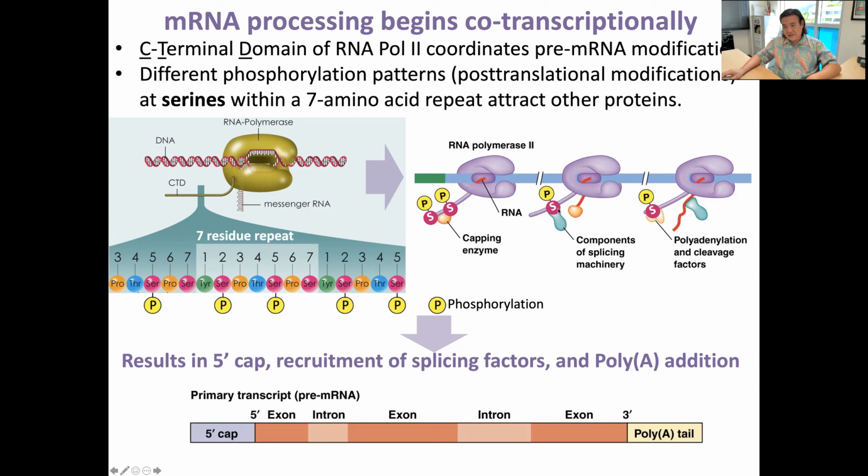The shape of the C-terminal tail changes by changing patterns in serine phosphorylation. And then you recruit things like the splicing machinery, for example, that then goes to work and starts editing the RNA. So the result of this is you'll have a pre-mRNA, or just a pre-RNA, that has these different components in it: 5' cap, poly A tail, and introns and exons that can be edited.